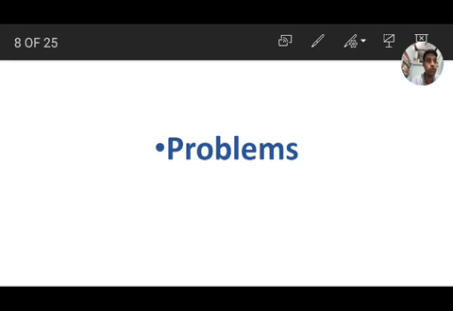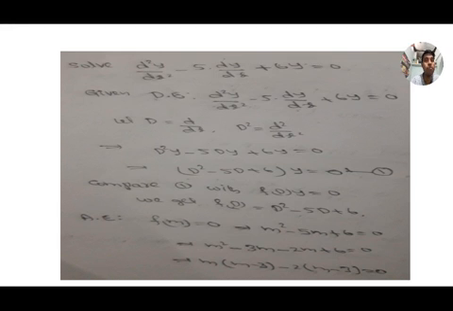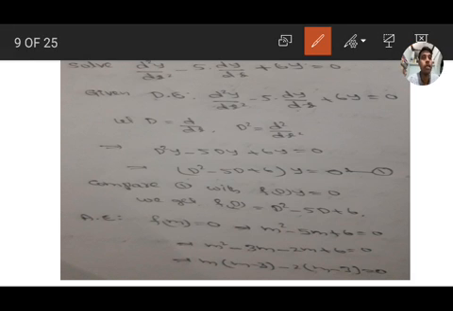Example problems. First problem: solve d square y by dx square minus 5 into dy by dx plus 6y equal to 0. Given differential equation: d square y by dx square minus 5 dy by dx plus 6y equal to 0.